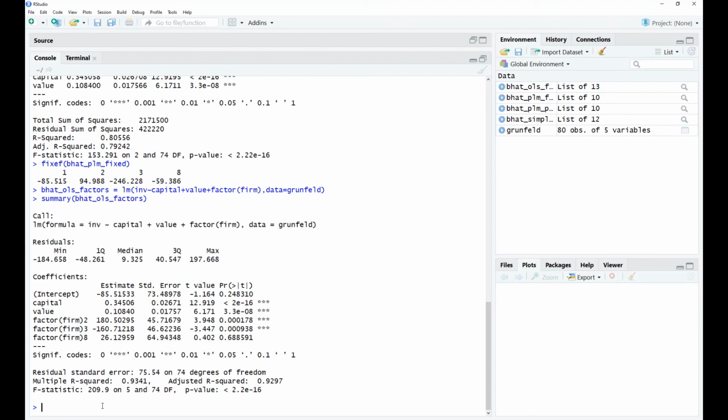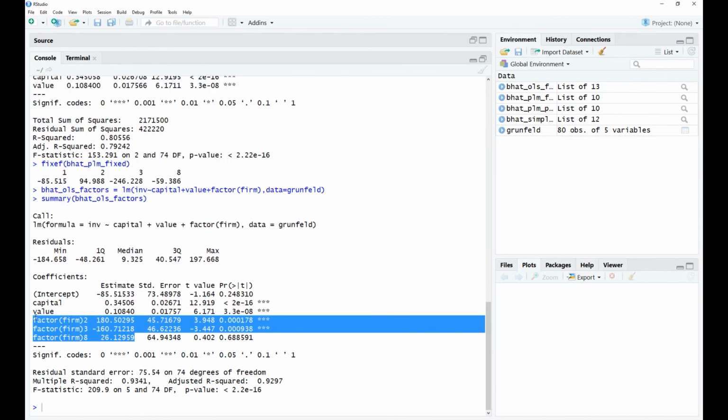Note that here you have replicated the fixed effects model with a regular OLS model, but you were able to do so because you have incorporated the various firms as factors, which means that those intercepts here, okay, you have the intercept for firm number 1, which is identical to what we have seen before.